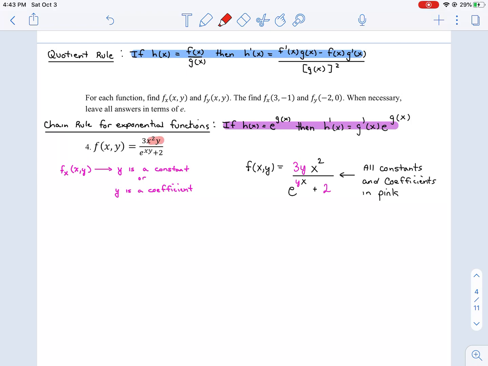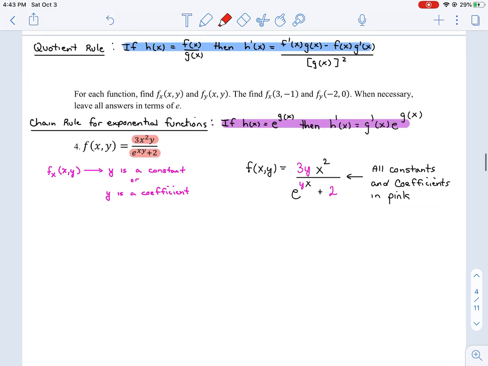Both of those are going to be required to find the partial derivatives of this rational expression that I just highlighted in red. And we're going to start with the partial derivative with respect to x. And remember, when we want to find the partial derivative with respect to x, y is going to be treated as a constant or a coefficient. So what I've done is I've already rewritten the function where all the constants and coefficients are pink.